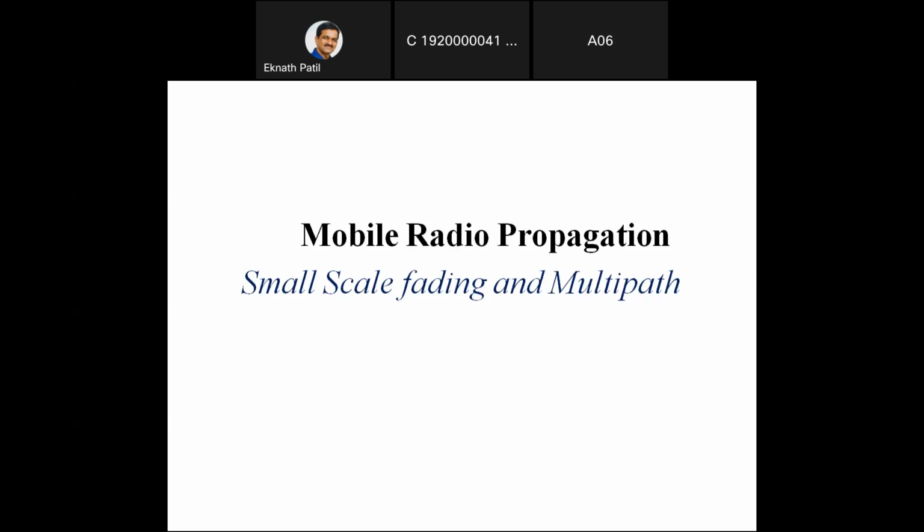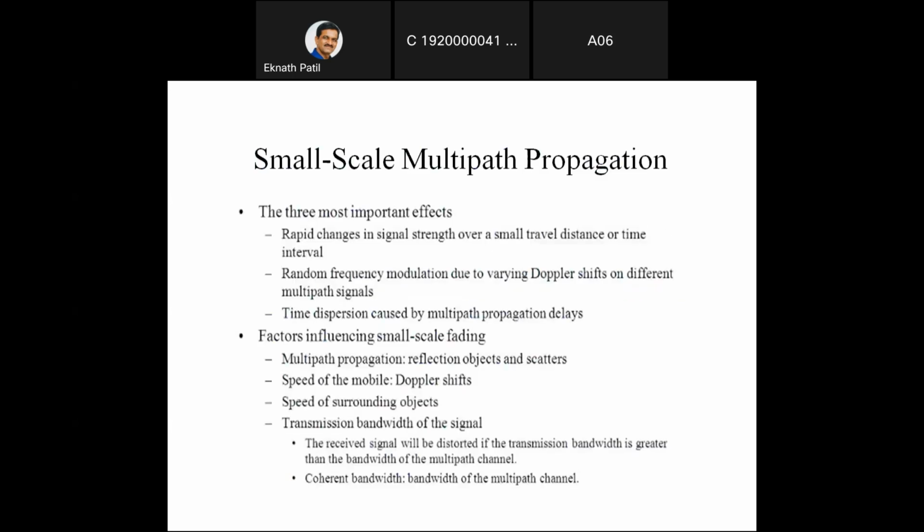We have already talked about multipath. It is nothing but part of the multipath only. So small scale multipath propagation, the important effects are there. Rapid changes in signal strength over a small travel distance or time interval. Okay. So first is rapid change in signal strength happens.